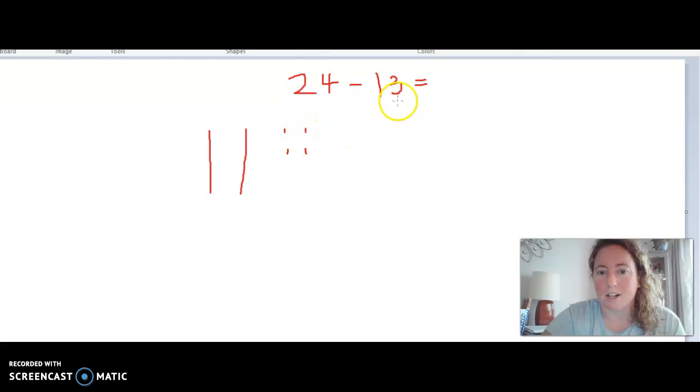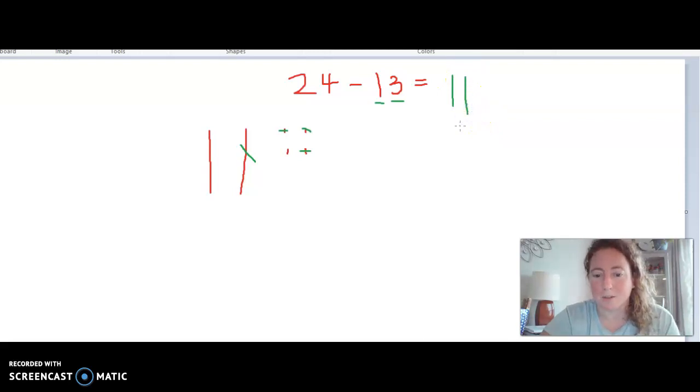So I look down here, do my ones first. There are 3 ones in this number. So I can cross out 1, 2, 3. Now I need to cross out one stick of 10 because this represents 10. So I cross out one of these and I count what's left. 10, 11. So 24 minus 13 equals 11.